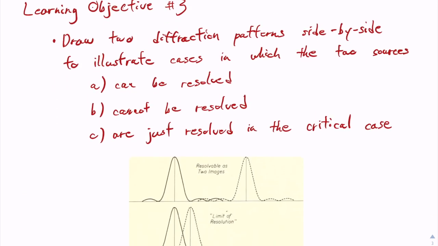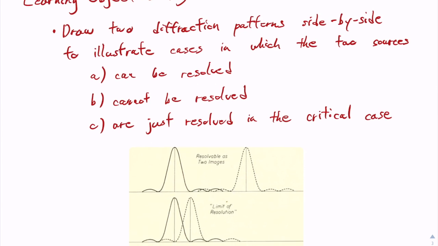Now, we are going to get into the details of that. We've got this real world understanding, and now we're going to look deep into the physics of that. In order to illustrate this, we're going to look at two different patterns side by side, to illustrate cases where the two sources can be resolved, cannot be resolved, or are just resolved in the critical case.